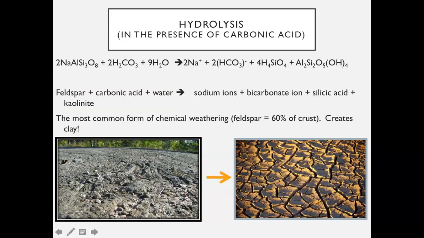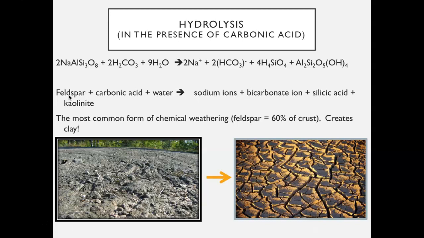Okay, the next kind of chemical weathering is one called hydrolysis. And this is also going to happen in the presence of carbonic acid. We're going to start with a mineral called feldspar. Feldspar is the mineral that makes up most of the Earth's crust, so it's a really prominent mineral in rocks.